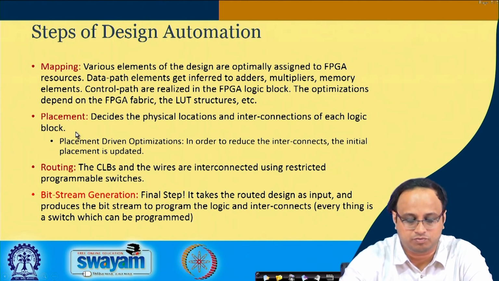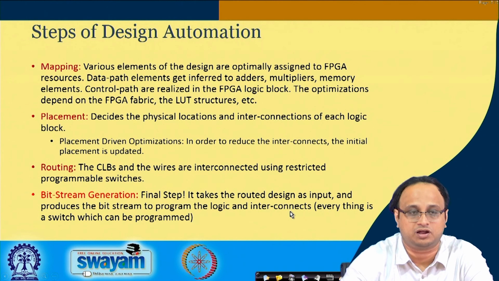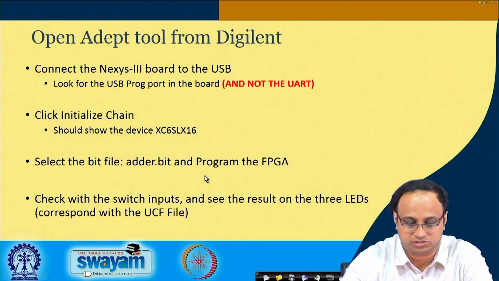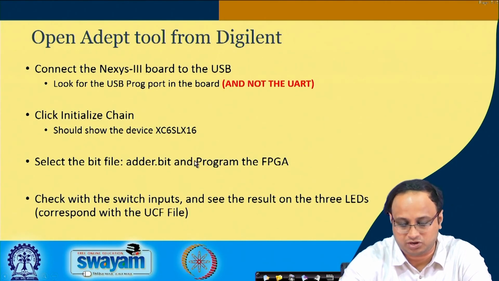Then it is followed by two important steps called placement and routing, and finally you get the bit stream. Okay. Once you have got the bit stream, that is the final step, because the bit stream takes the routed design as input and produces a bit stream which programs the logic and interconnects. Okay. As I said, all of them are programmable. Everything is a switch, and therefore you can program them, either turn on or turn off the switches. Finally, you open the tool from Adept. This is just an example, but you can do it with other tools as well. Then you download this bit file, and finally your design works as intended.